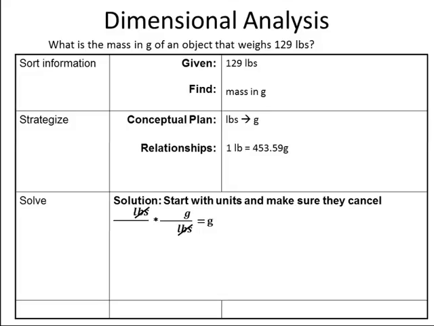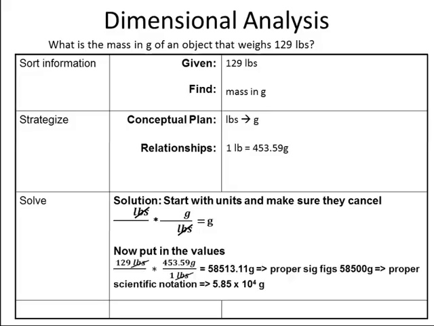Now, the other thing you may notice is I left some space in front of my pounds, left some space in front of my grams. I did that so I could go back and put the numbers back in to do the calculation. So once I know that my units are going to cancel and I'm ending up with the units I want, I'm going to put the values in. So I've got 129 pounds, I've got 453.59 grams over 1 pound.